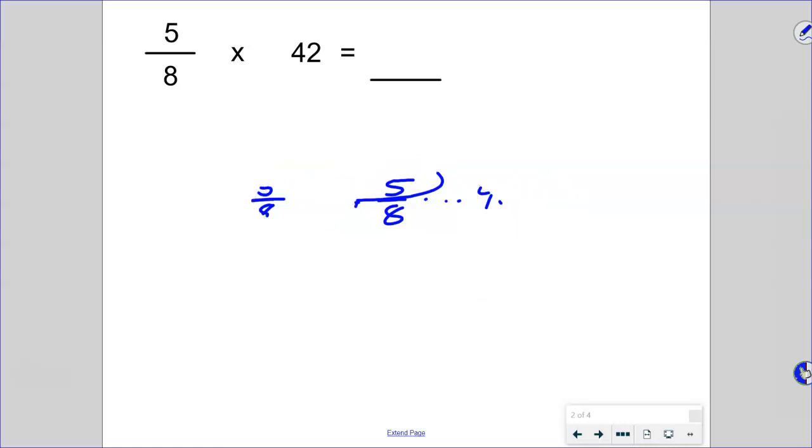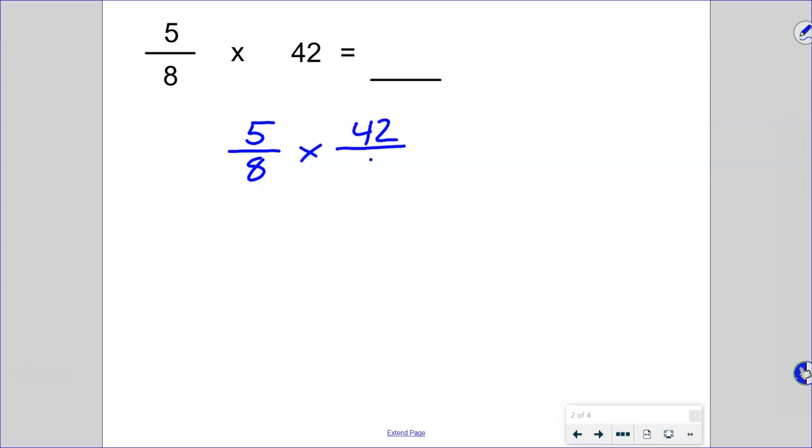So again, what I'm going to do is I'm going to rewrite this problem. I'm going to rewrite it as 5/8 times 42 wholes. 42 over 1 is 42 wholes. And I'm going to go ahead and put the equal sign right there. So we are going to multiply across, because you are allowed to do that when you're multiplying a fraction by a fraction. So 5 times 42, you can solve that any way you want to, but if you do it carefully, it is going to give you an answer of 210.